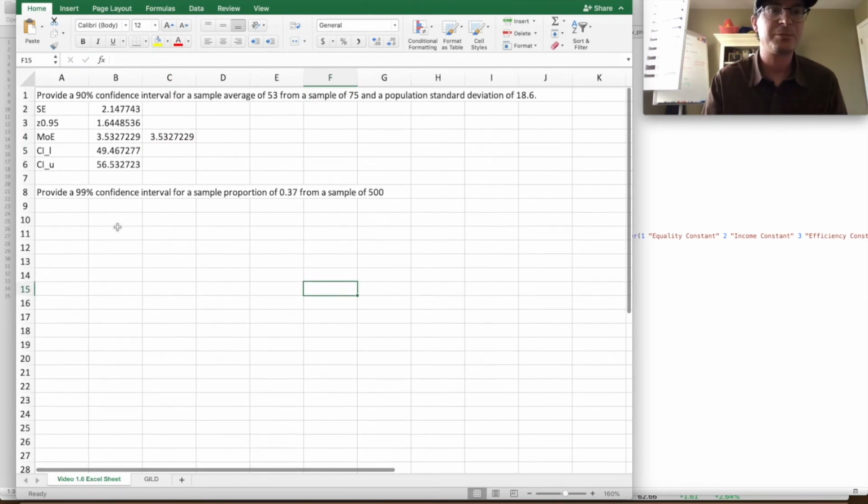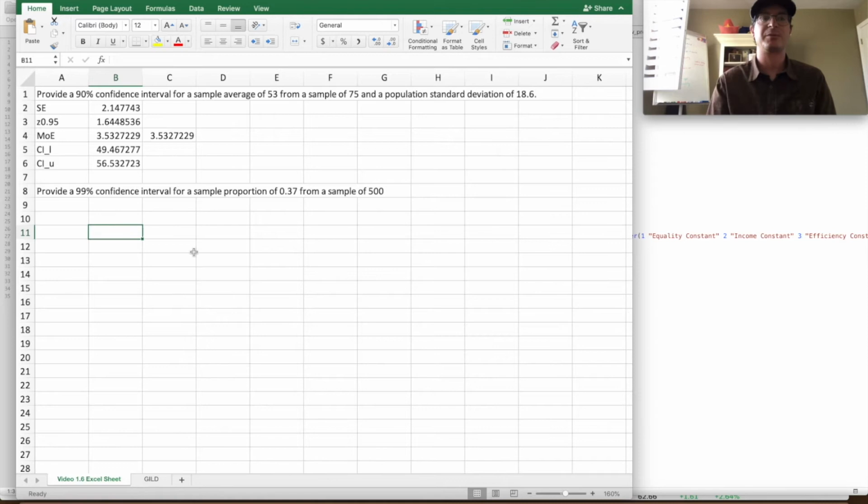So let's try another problem. This one is going to be for a population proportion and a different confidence level. Provide a 99% confidence interval for a sample proportion of 0.37. So that's our sample proportion. We took a sample of 500 people, that's n, and 37% said yes to our question or something like that. We asked them if they approve of Donald Trump's job performance, and 37% yes out of 500. So that might be what data looks like after you collect a sample.